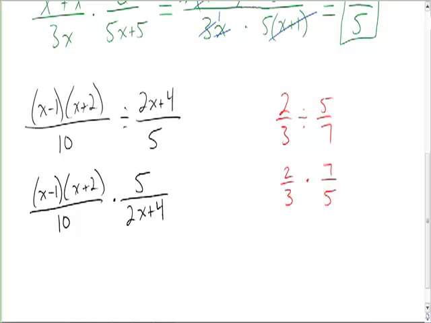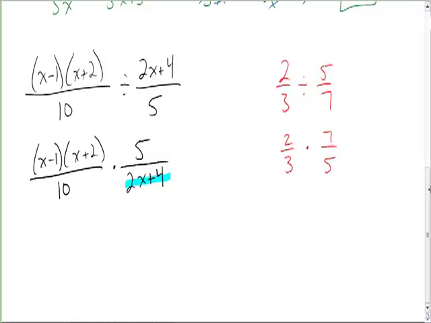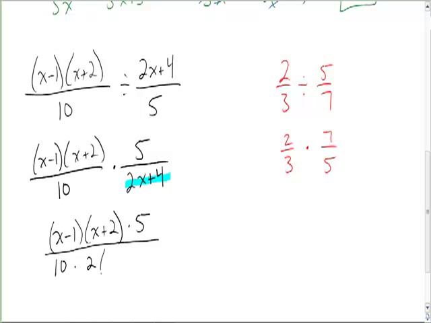Now as you look at this, the top left is already factored. You see we've got a 5 and a 10 that'll reduce, and the only other thing we need to do is we need to factor this 2x plus 4, which is easy to factor because all we have to do is factor out a 2. So we've got x minus 1 times x plus 2, and of course that's being multiplied by 5 on the top of the other fraction, over 10 times, well, we factor the 2 from the 2x plus 4, and that leaves me with x plus 2.